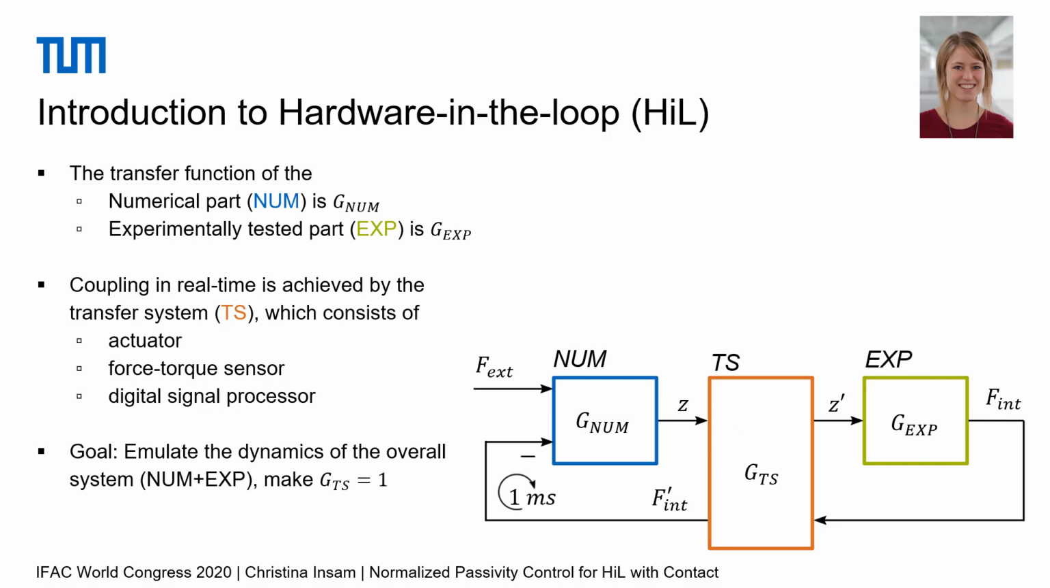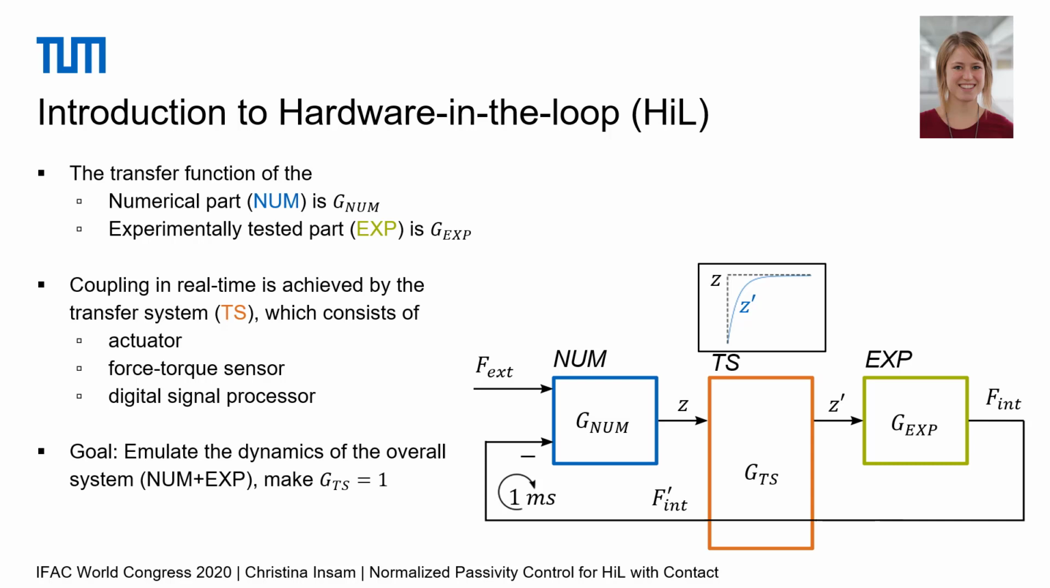This transfer system consists of an actuator, a force-torque sensor, and a digital signal processor. The actuator receives a desired displacement from the numerical simulation and performs it. The force-torque sensor measures the force response of the experimental part to that displacement. The dynamics of the force-torque sensor can often be assumed to be ideal. However, the actuator is not infinitely fast, and instead of the desired movement c, it performs the movement c'.